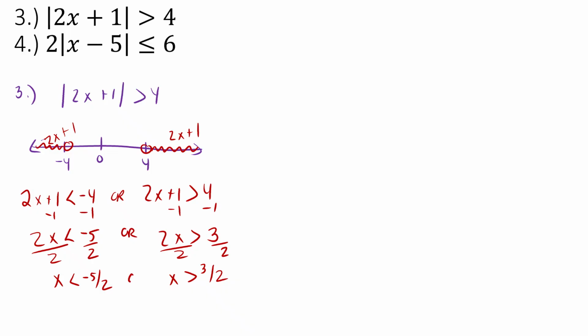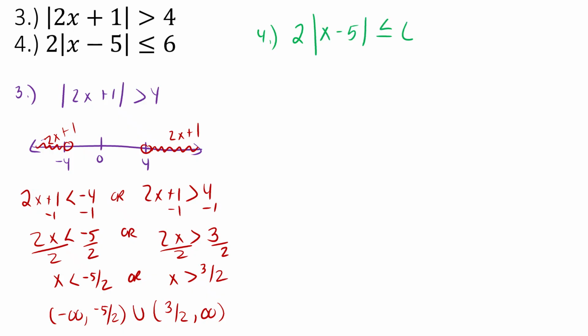In your interval notation, this would be negative infinity up to negative 5 halves, unioned with 3 halves to infinity. Finally, a less than. All right, so number 4. So we have 2 times the absolute value of x minus 5 is less than or equal to 6. So this is the first one where we need to do something to it.